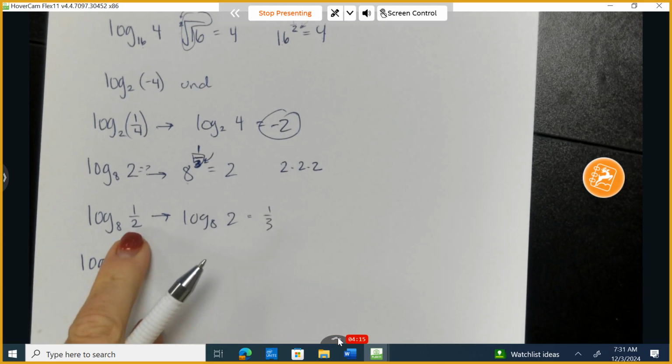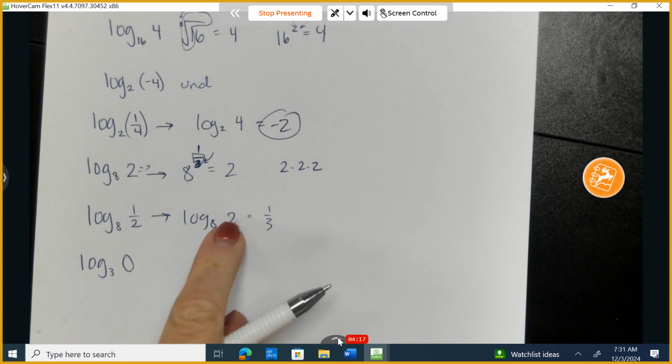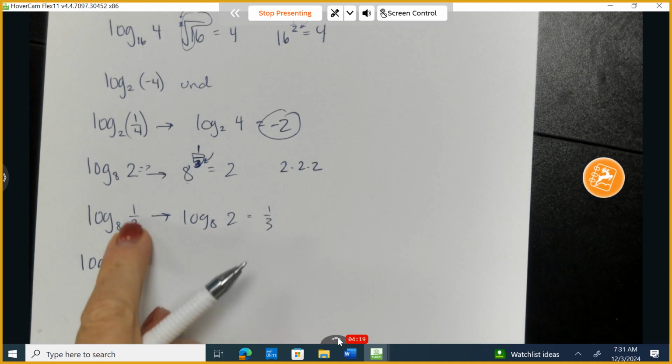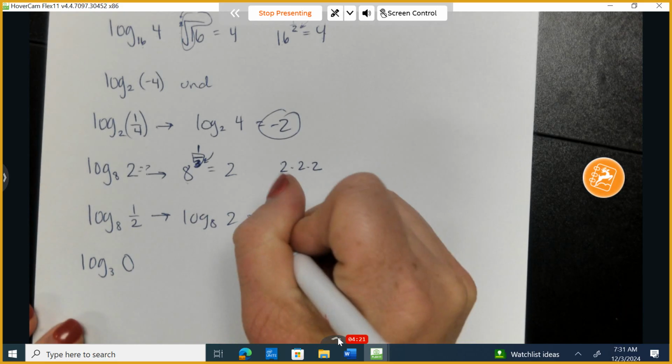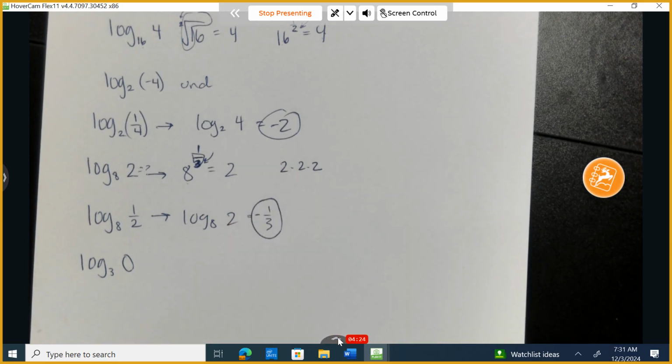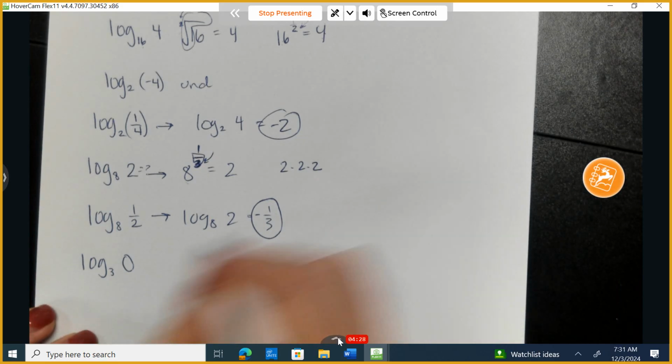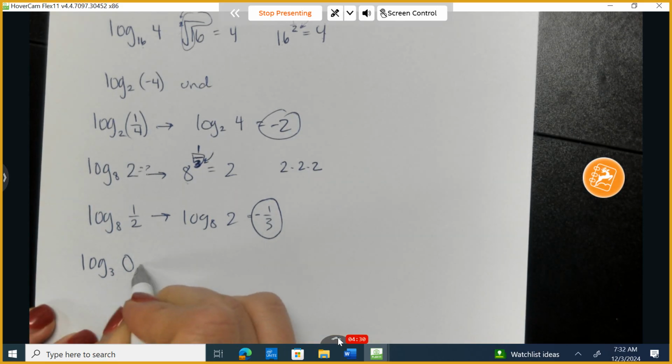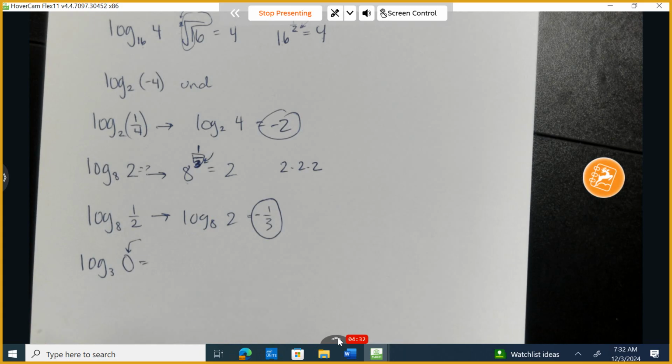But notice that the 2 is not in the upper position, it's in the lower position. So since we've switched it to the lower, this is not a 1/3, it's a negative 1/3. It's a negative 1/3. Okay? And right over here, we are unable for this value directly behind the base to ever be negative or 0. We say that is undefined.